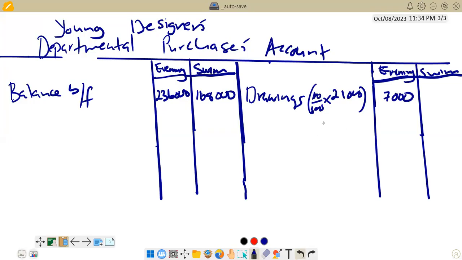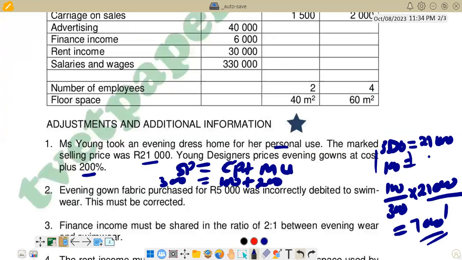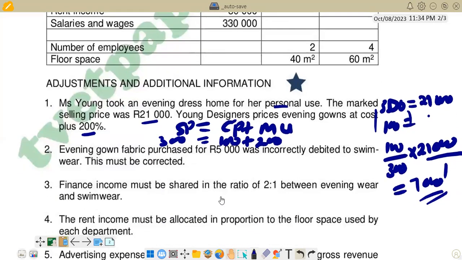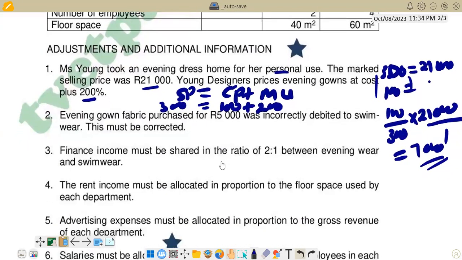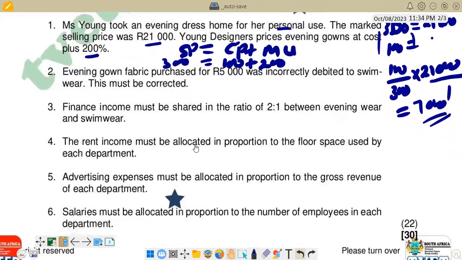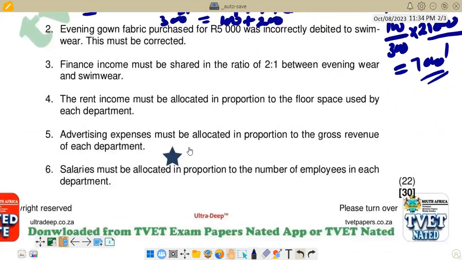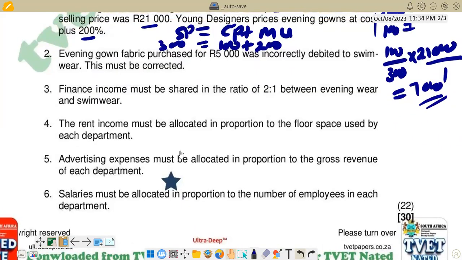Right. So we go again to check any other transaction that is going to affect the purchase account. We can go through the additional information to try to find any other item that is affecting. The next one is explaining about finance costs, finance income, which must be shared, which doesn't affect the purchase account. The fourth one is talking about rent, which doesn't affect. Then we go to advertising expenses, salaries. Try to look for any other.